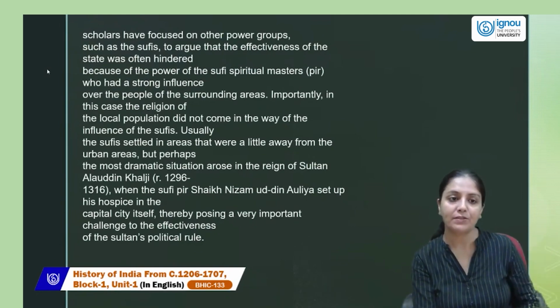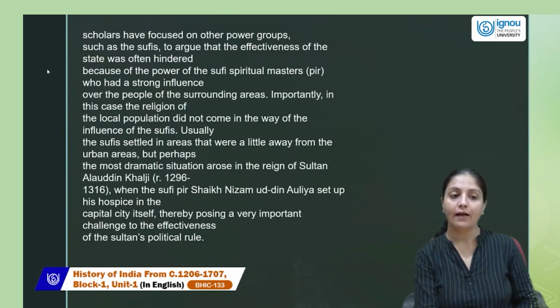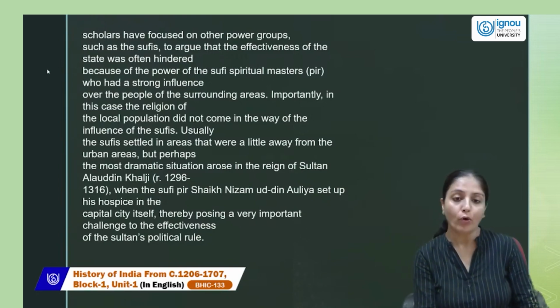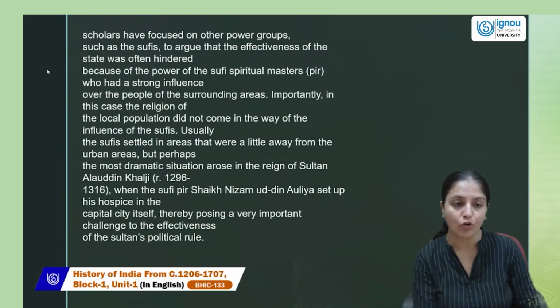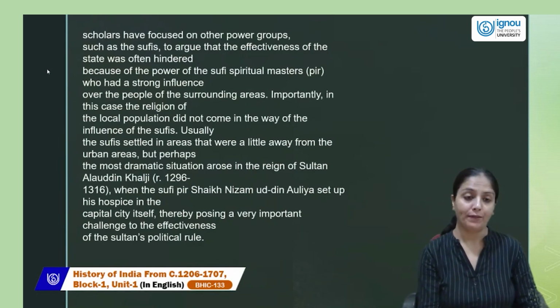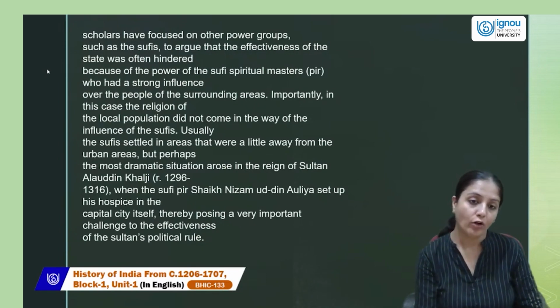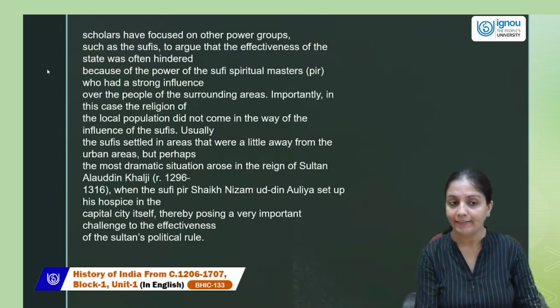But perhaps the most dramatic situation arose in the reign of Sultan Alauddin Khilji, when the Sufi Pir Sheikh Nizamuddin Aulia set up his hospice in the capital city itself, thereby posing a very important challenge to the effectiveness of the Sultan's political rule. Followers came to them and followed those Sufis. This was a big challenge for the Sultan's effectiveness and political rule.